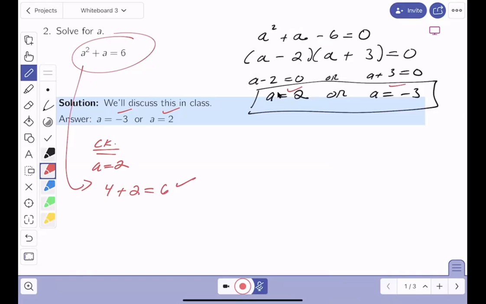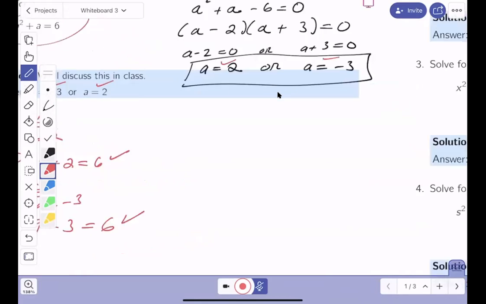I'm also going to check a equals minus 3. And what do you get? Minus 3 squared is 9. Plus a is really just minus 3. Does that equal 6? Of course it does. Works out beautifully. All right, let's go to the next question.